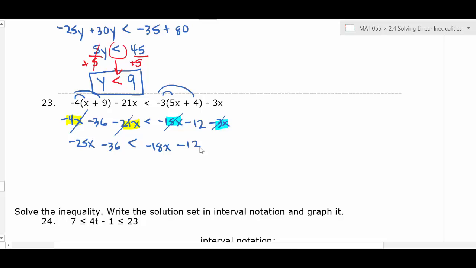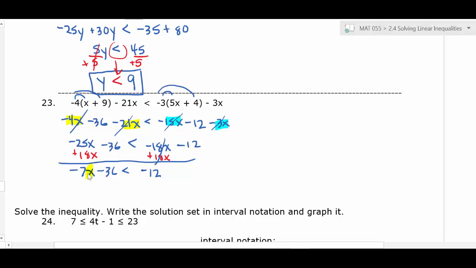Now let's get all the x's on the left and all the numbers on the right. Now you can show your step this way too, or you can do it in your head. If you add 18x to both sides, if you want to do it kind of like this, this is going to be negative 7x, like that. Okay, so what I have is negative 7x here, minus 36. That goes to 0. This is 0 minus 12, so that's negative 12.